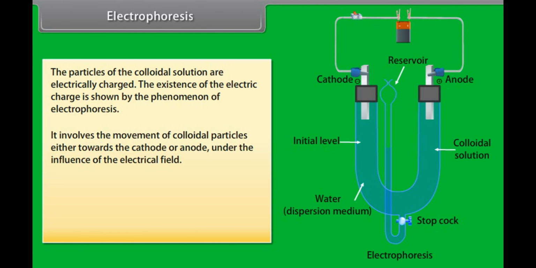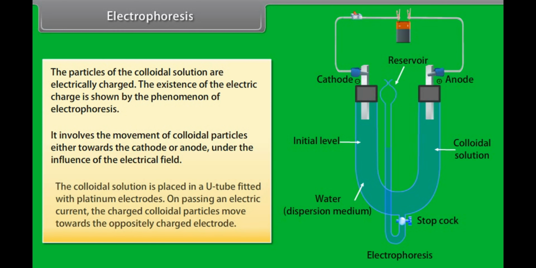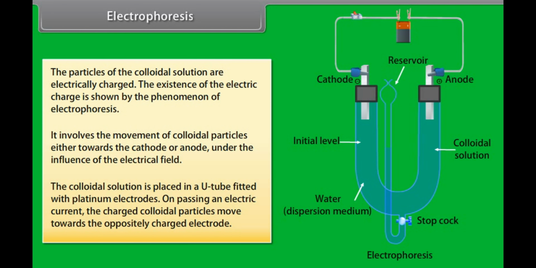It involves the movement of colloidal particles either towards the cathode or anode under the influence of an electrical field. The colloidal solution is placed in a U-tube fitted with platinum electrodes. On passing an electric current, the charged colloidal particles move towards the oppositely charged electrode.